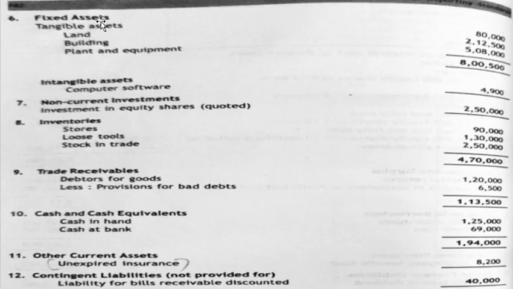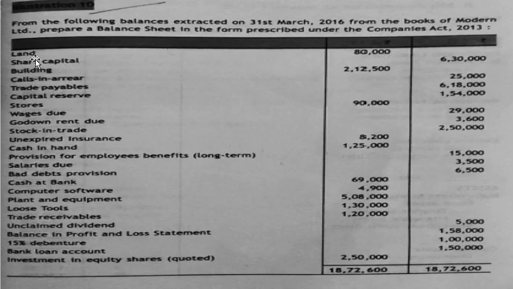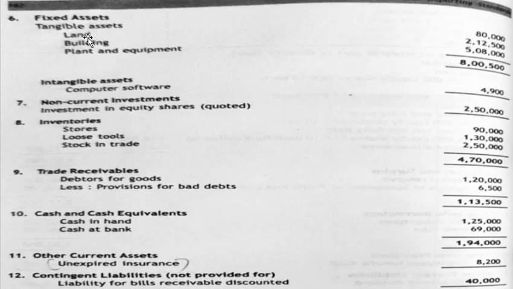So next are your fixed assets. Under this we have tangible and intangible assets. Tangible, in the question, we will have land and buildings, and plant and equipment, and computer software will come under intangible, as it is installed in the system. Loose tools will go under inventories, as tools are smaller equipment which will be replaced immediately.